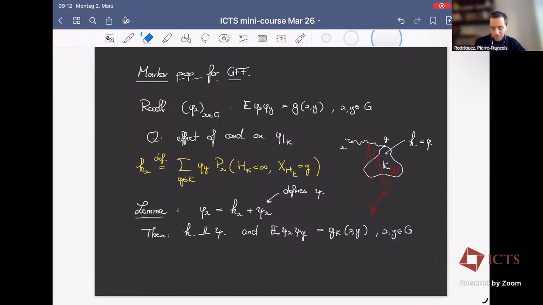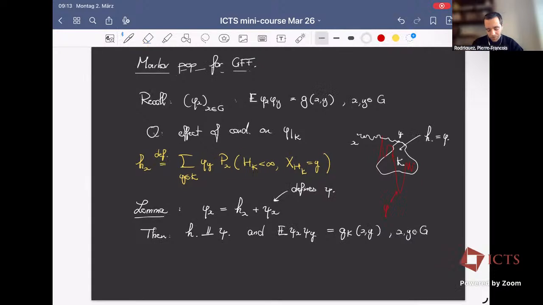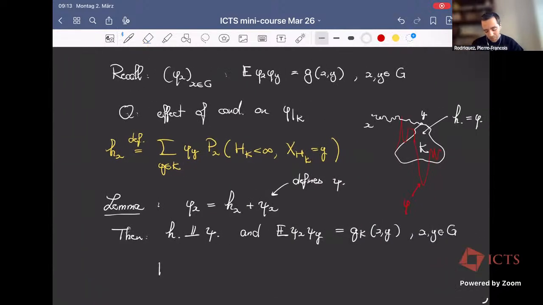So the way you should read this is that if you look at the law of phi, but condition on what happens in the set K, then you can write this, if you like, as a regular version of the conditional probability as an average over psi alone. And what you do is you want psi plus h to just belong to whatever.